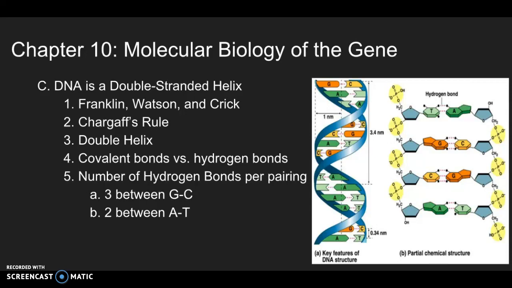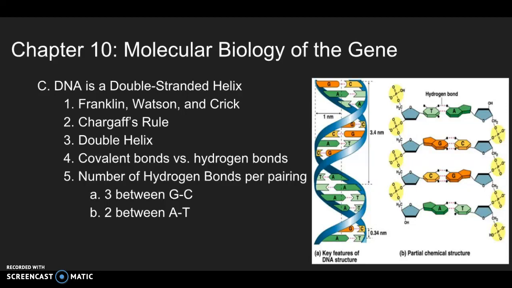Now, Chargaff's rule is pretty simple. It basically states that the amount of adenine has to be equivalent to the amount of thymine because these will ultimately pair together, because one can't exist on its own without the other. So say I have 50% of adenine, I have to have 50% of thymine as well because they're going to base pair together, and the same goes for cytosine and guanine.